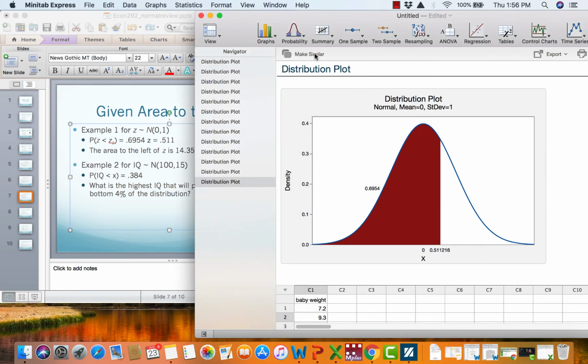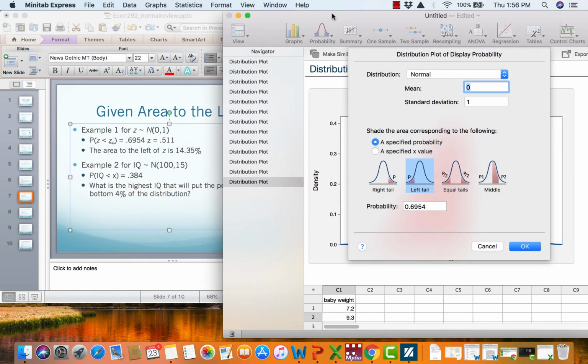For our second problem, we want the area to the left of z is 14.35%. So we can go into Minitab similarly. Our mean and standard deviation stay the same. We are given a probability to the left, and that probability is 0.1435.